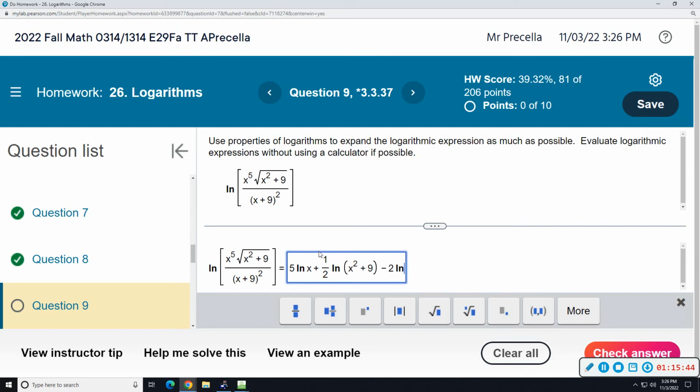Hey, maybe I'm just lying to you. Maybe we don't need parentheses. What do you think? You think they're going to count that right? Maybe I'm just telling you a fib. Let's check it. Let's suppose we don't enclose that x plus 9 in parentheses.